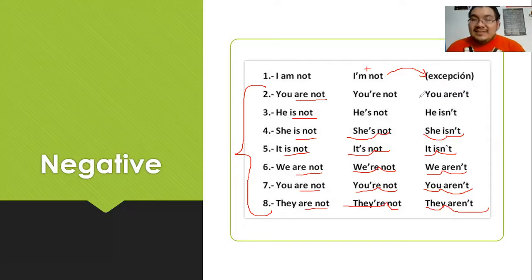Fíjense en las diferencias. A mí me encanta pronunciar ambas. Pueden utilizarlas cuanto quieran. Pueden decir, he's not my father. Y también pueden decir, he isn't my father. La diferencia es nula. No hay ninguna diferencia. Es solamente una forma distinta de contraer el verbo to be.